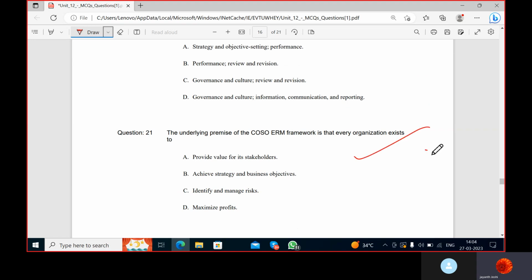Last question. So, you can think, what is it that every organization exists to do? Provide value for its stakeholders, na? Achieve strategy and business objective. See, I can tell you one thing. When you are speaking about organization, you have to look in a broader sense. Some people will say maximize profits. That is only from the perspective of a business. When you see a corporate organization, maximizing profit can be one of the objectives. But the overall thing is to provide value to stakeholders, correct? Okay.